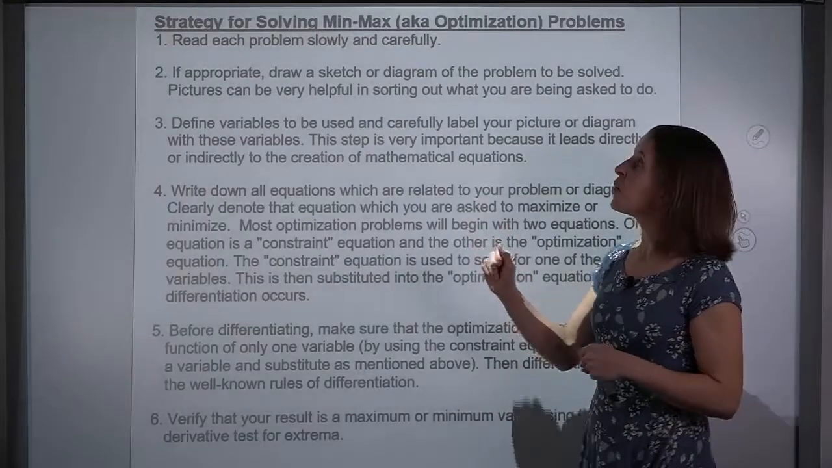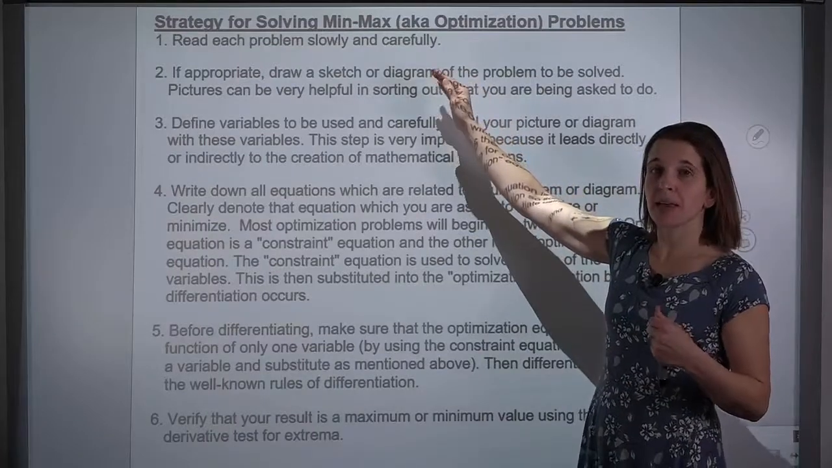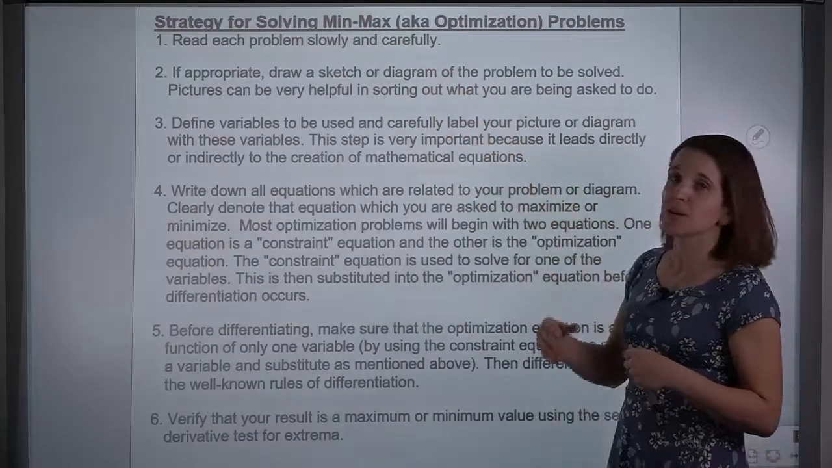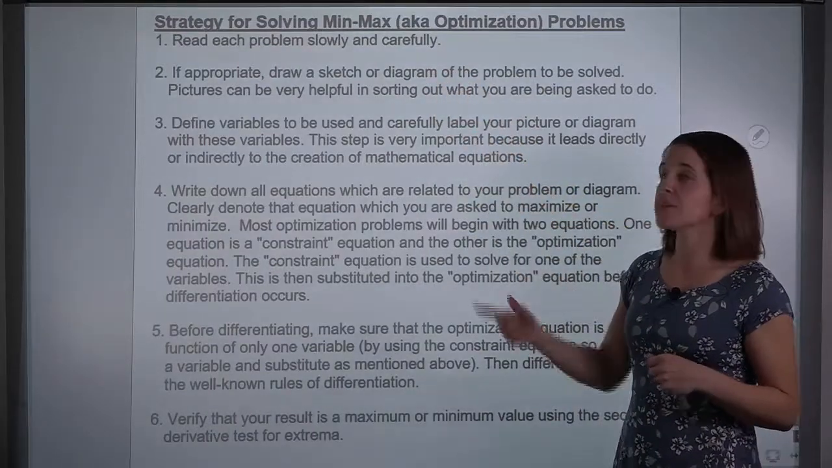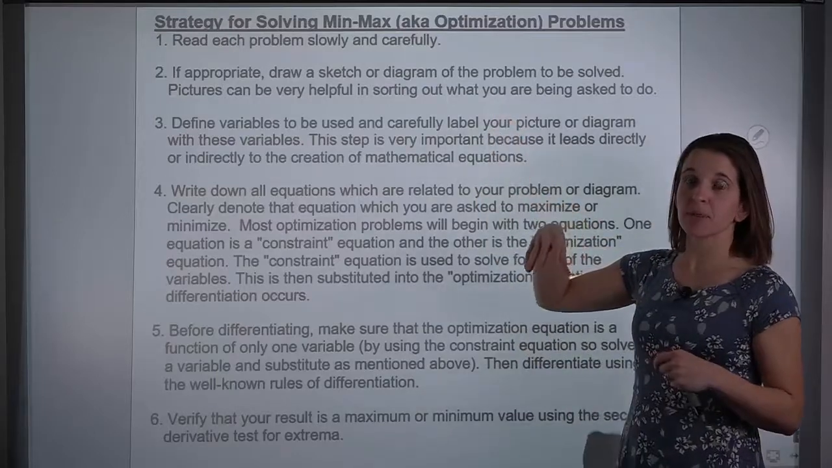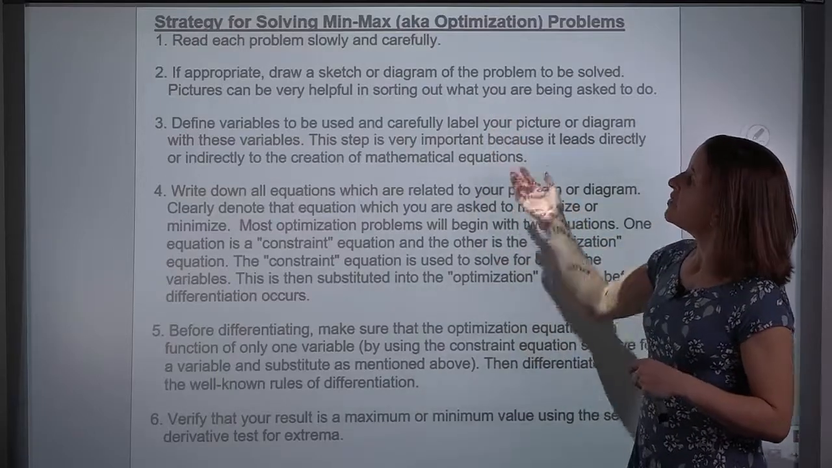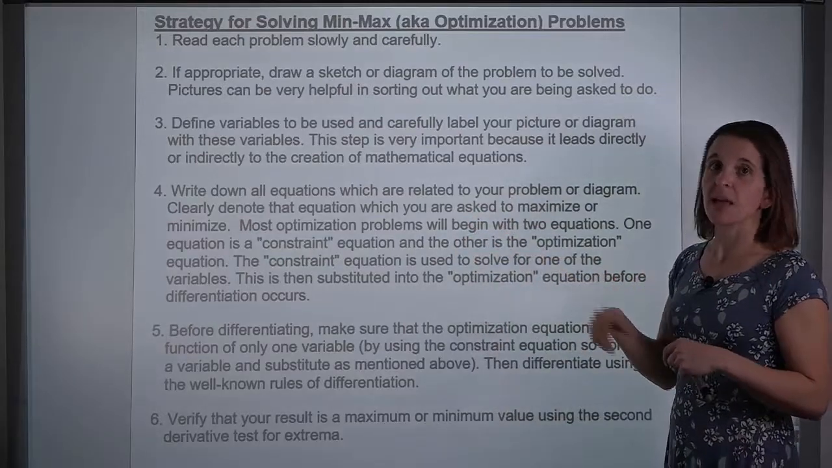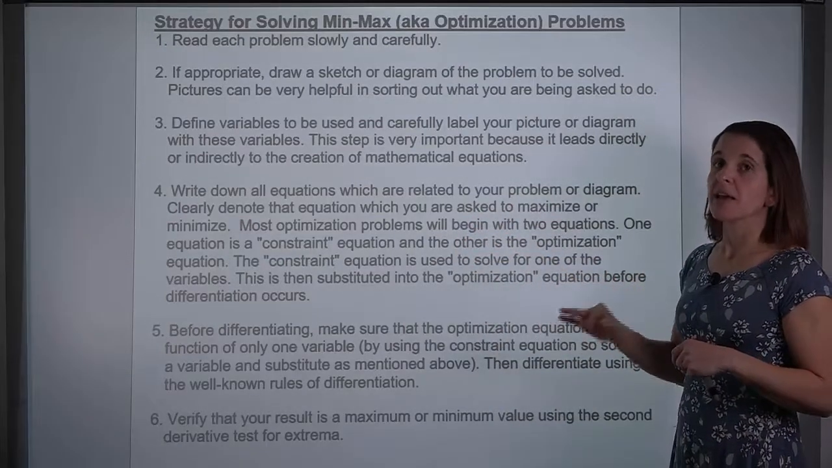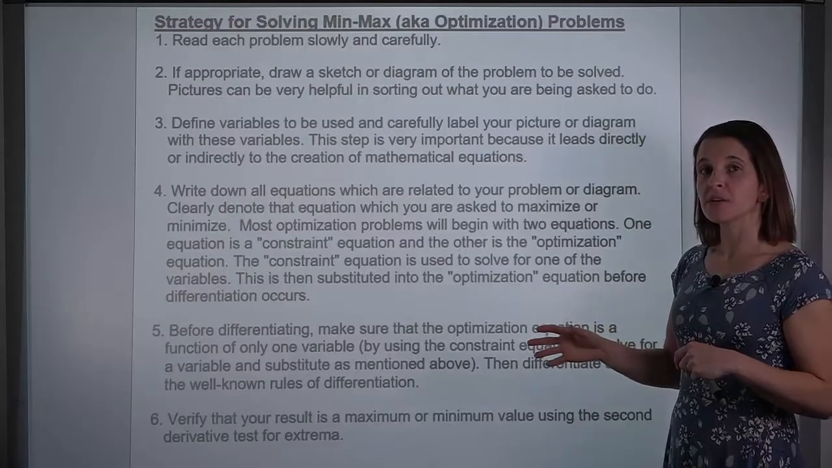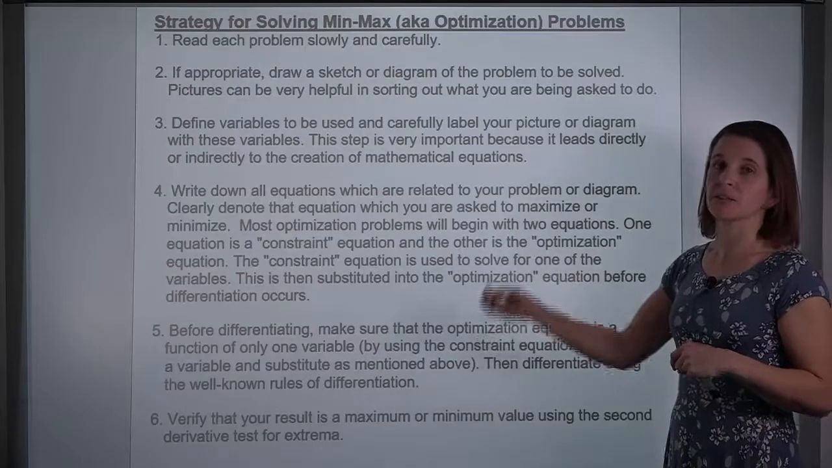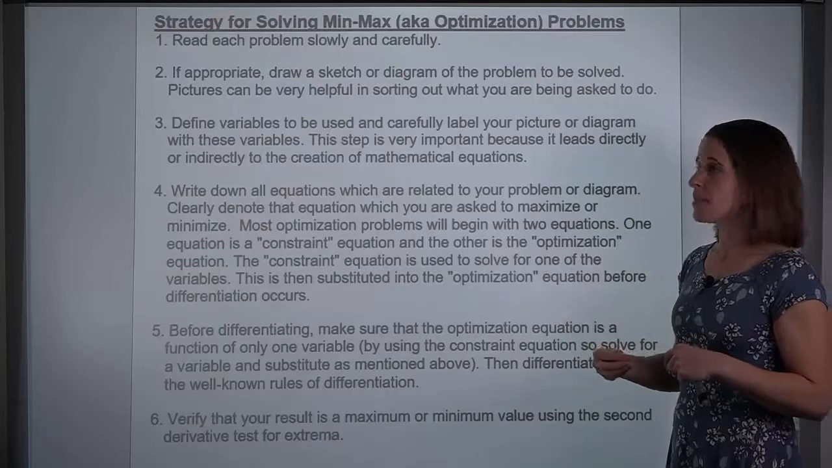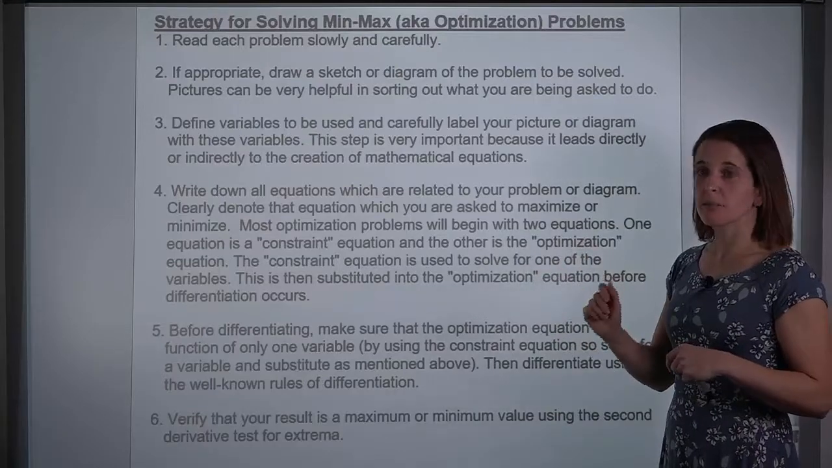And so what we're going to do is, of course, read the problem carefully and analyze it, make sure you understand it. If you need a diagram, then draw a diagram and label it with appropriate variables. Then I'm going to need to write 2 equations, a constraint and an optimization equation. If that means I still have 2 variables in play, I will have to use the constraint to make a substitution into the optimization so that I have a single variable.